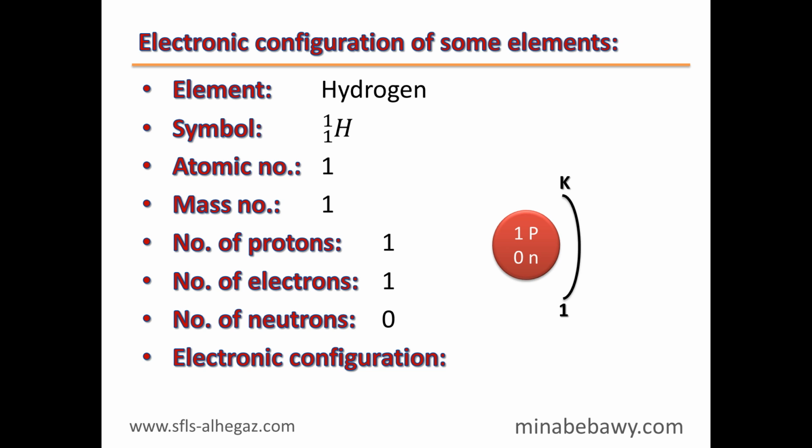Its electronic configuration, we will draw a circle which represents nucleus. We will write letter P, which represents number of protons, and we will write beside it 1. So hydrogen nucleus contains 1 proton. We will write N, which represents the number of neutrons, and it will equal 0 because the nucleus of hydrogen doesn't contain any neutrons. We have only 1 electron. We will put it in the first energy level, which is K. So the electronic configuration for hydrogen, the energy level K contains only 1 electron.